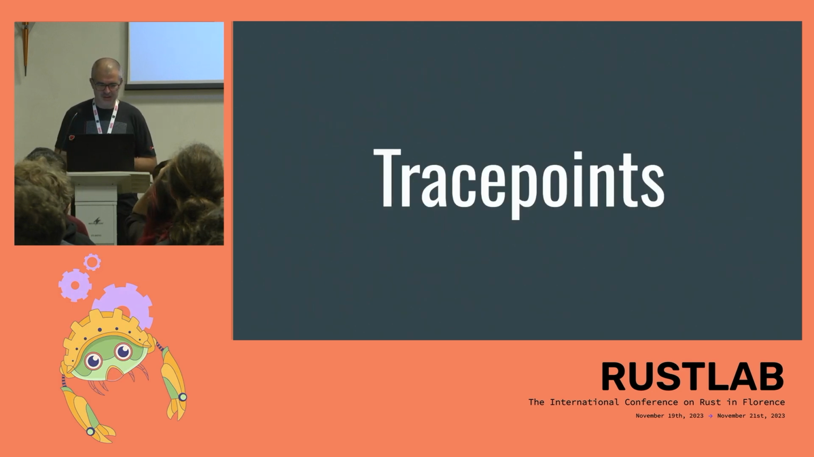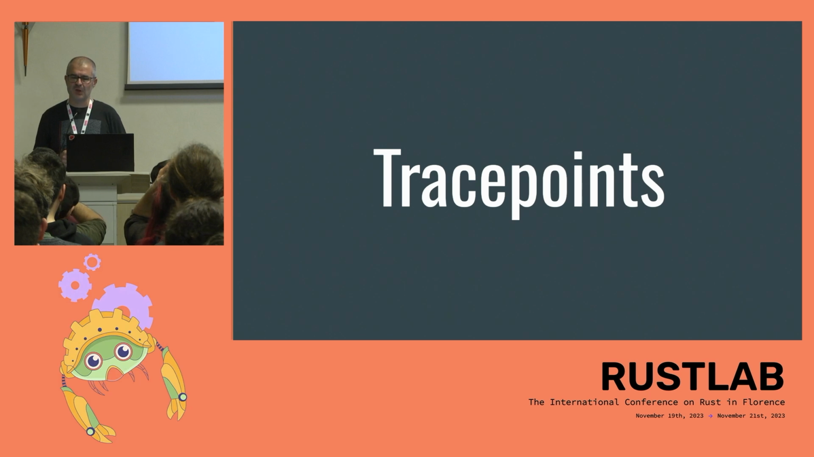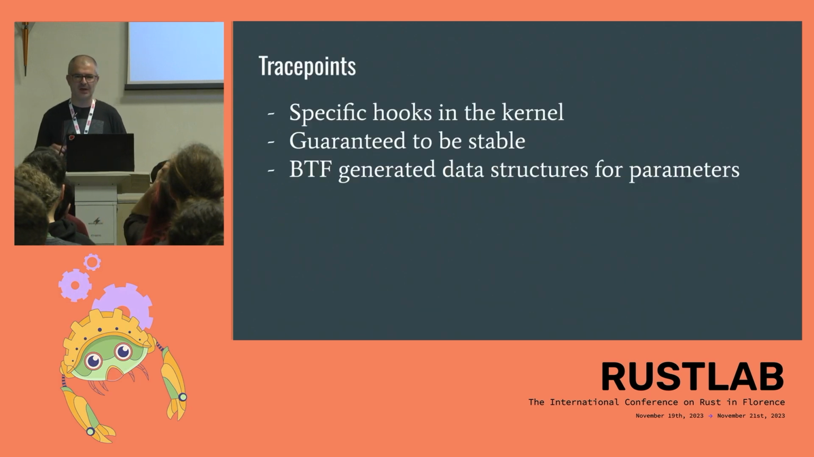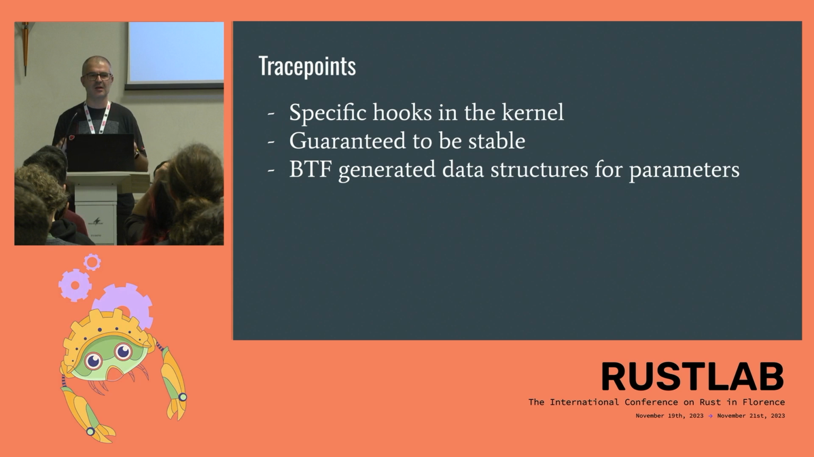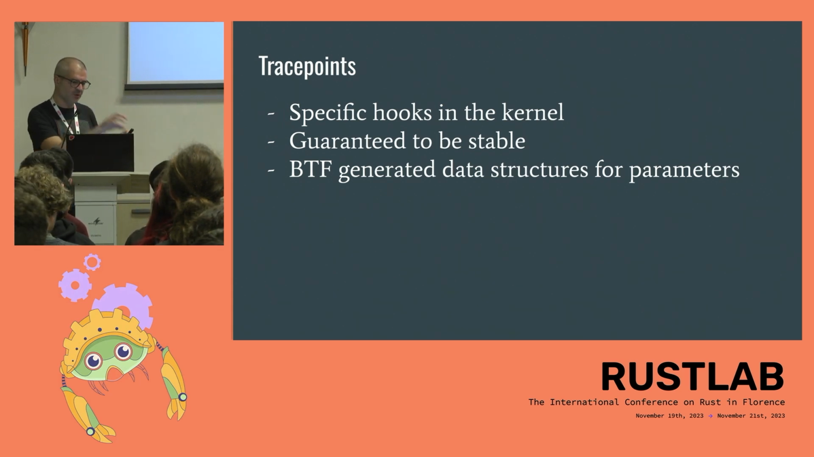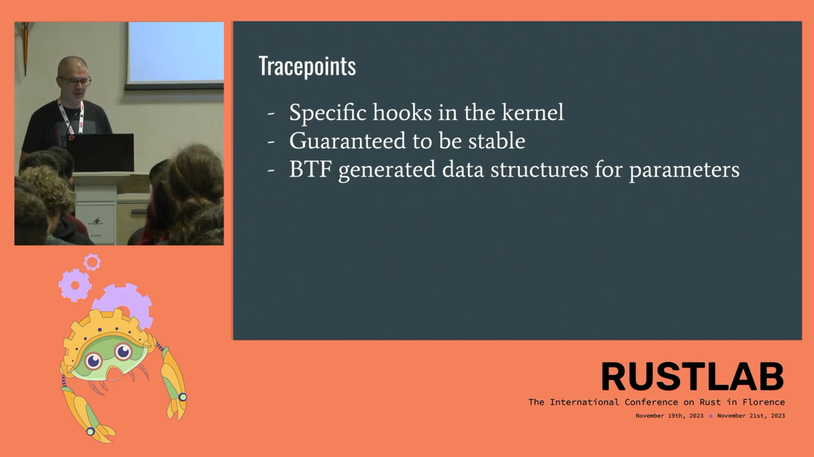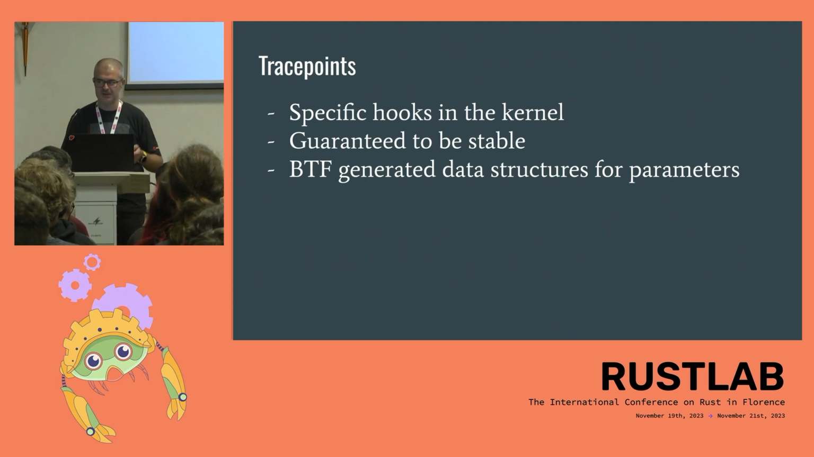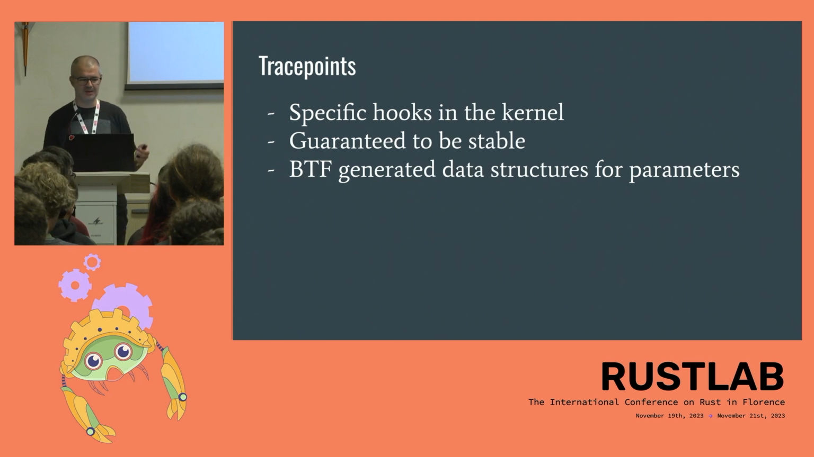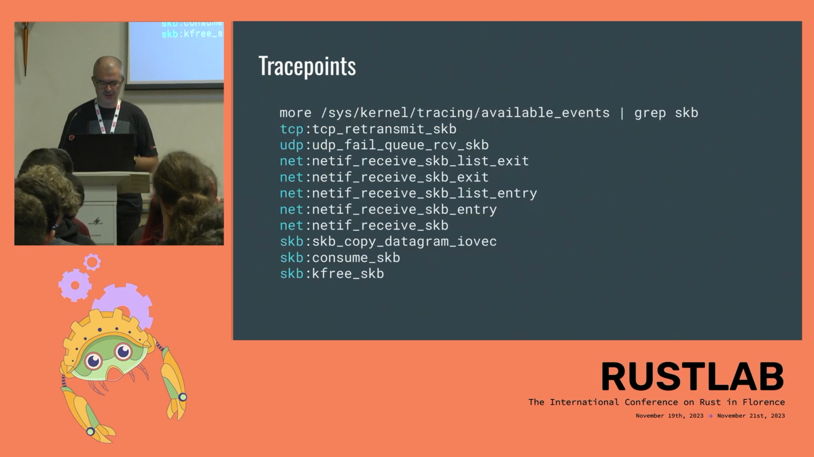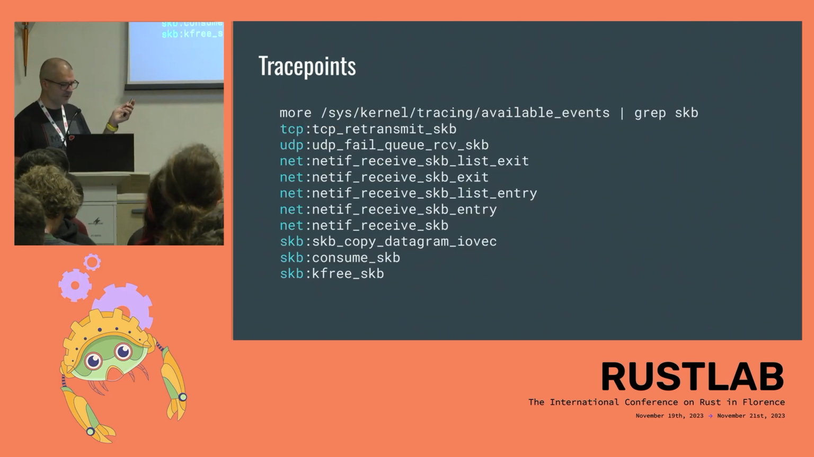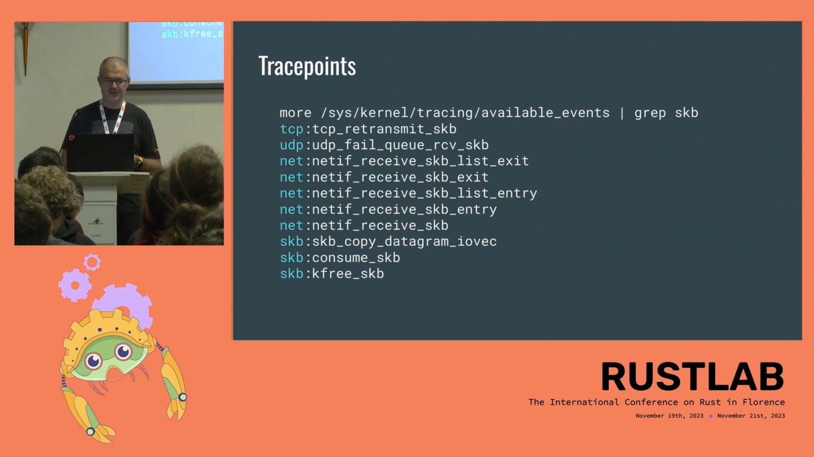Another way to inspect our kernel is to use tracepoints. Compared to kprobes, tracepoints are specific hooks in the kernel. The kernel developers thought that those places were interesting to observe and put hooks into the kernel. We have the stability guarantee compared to kprobes, and thanks to BTF we get generated data structures for the parameters, so we don't have to re-implement and parse them. We get them in that vmlinux.h file, and we can get the list of the tracepoints available in the virtual file system of our kernel.